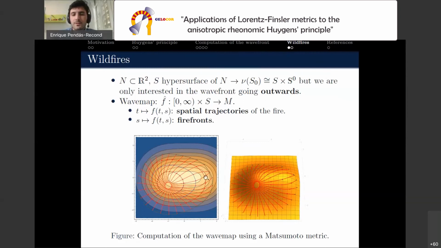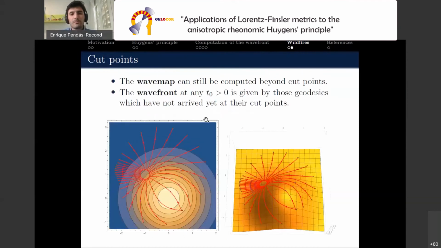And as a final remark, remember that these geodesics only provide the wavefront as long as they don't arrive at their cut points. But what happens when such a point appears? Well, the wave map can still be computed. In fact, it always provides the wavefront at any time. But after the first cut point, we have to be more careful because the wavefront is not going to be given by all the geodesics, but only by those which haven't arrived yet at their cut points.